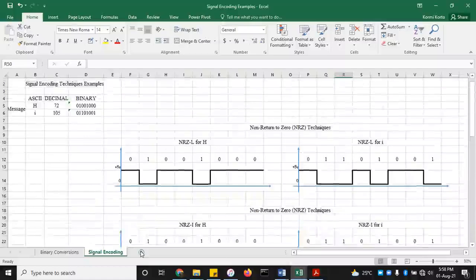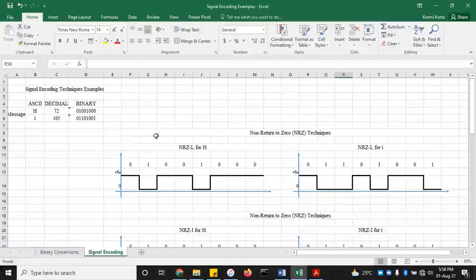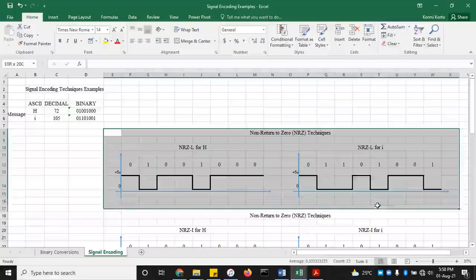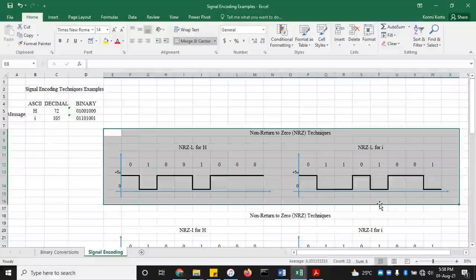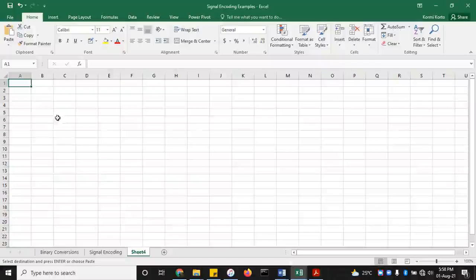And it's the same rule. We're going to use the same information, the same message, but obviously with different technique forms. So I'm going to copy this here, and then create a new sheet, and paste it over here.